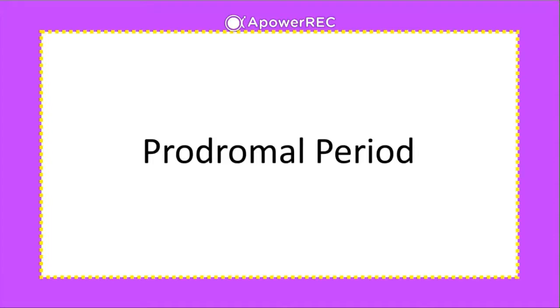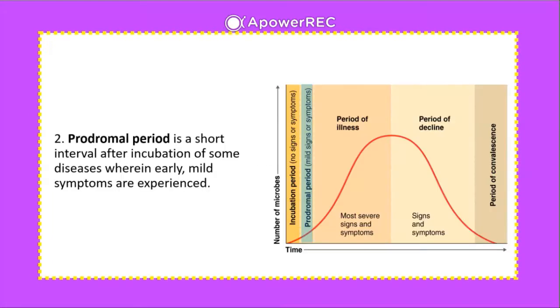Prodromal period. The prodromal period is the second stage in an illness, and it is a short interval after incubation of some diseases, where early or mild symptoms are experienced, and the number of microbes begins to increase in this stage.